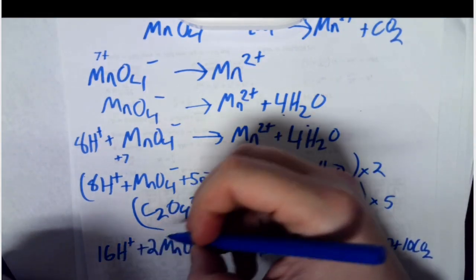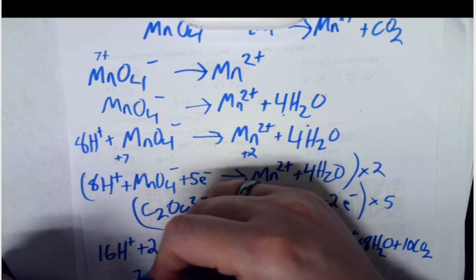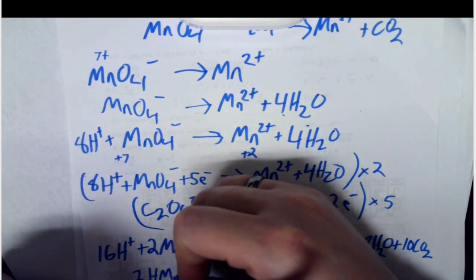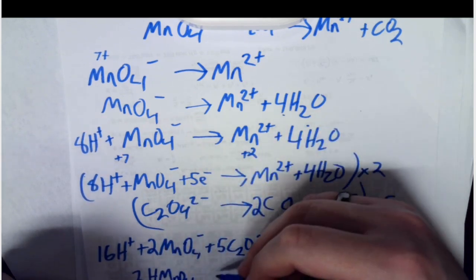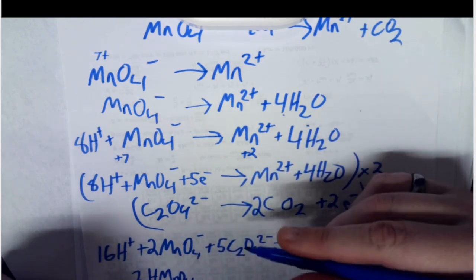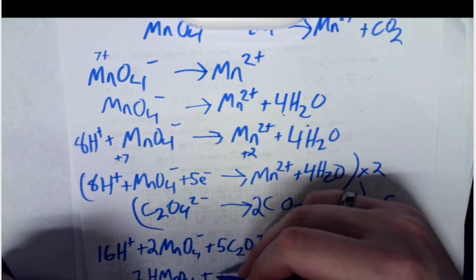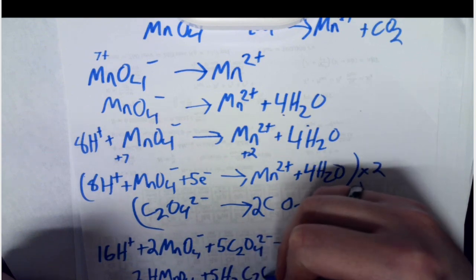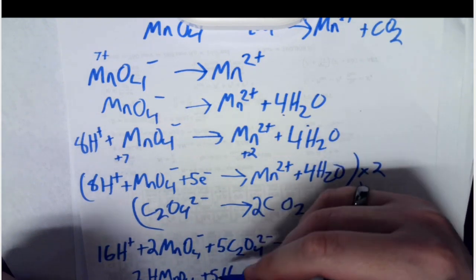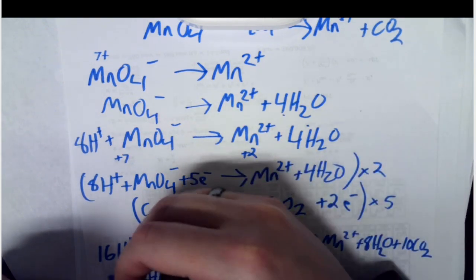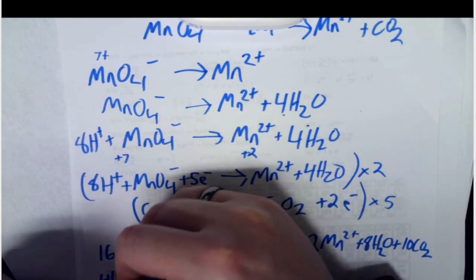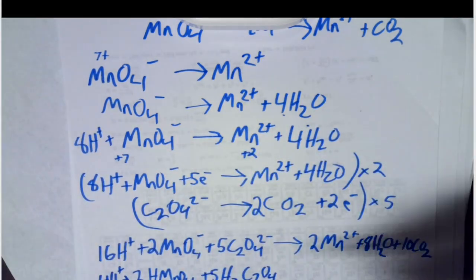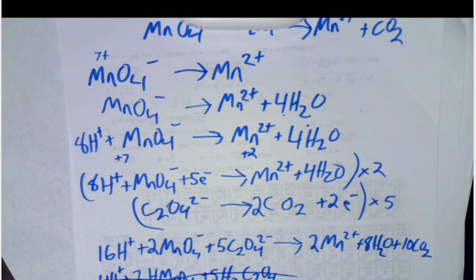I mean, technically I could write this as 2 HMnO4 and 5 H2C2O4. That's still going to leave 4 additional protons. And so we don't need to make this more complicated than it already is.